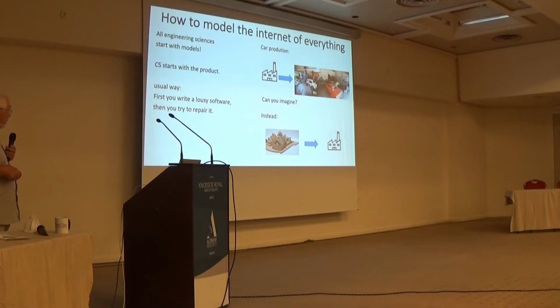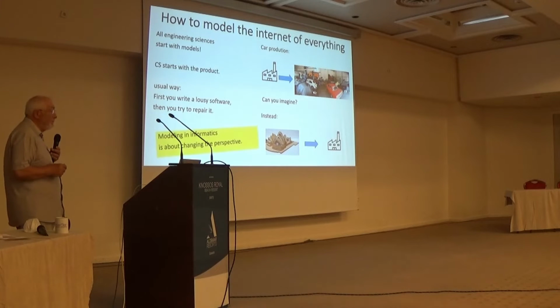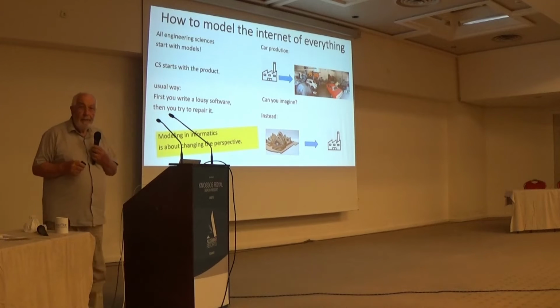And instead you should make a model. For instance, this is a model of a famous building, and from the model you derive the product that is, in our case, the software by construction, and it is correct because beforehand we have proven that the model was correct. But the product looks different from the model. Yes, of course it is.